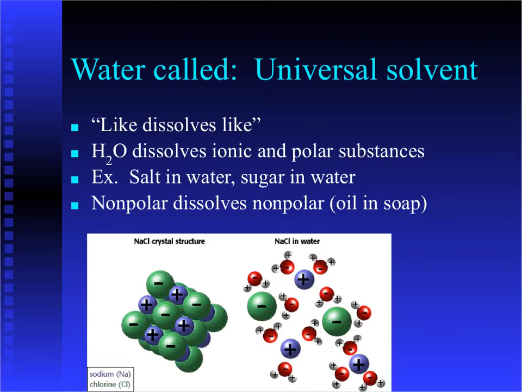Water is also called the universal solvent. In chemistry, typically we have a saying that says like dissolves like, meaning that things that are polar can dissolve other polar substances or ionic substances, and non-polar substances can dissolve non-polar substances. So in water, for example, because it's polar, salt will dissolve in water, and sugar will dissolve in water. But oil, which is non-polar, does not dissolve in water.